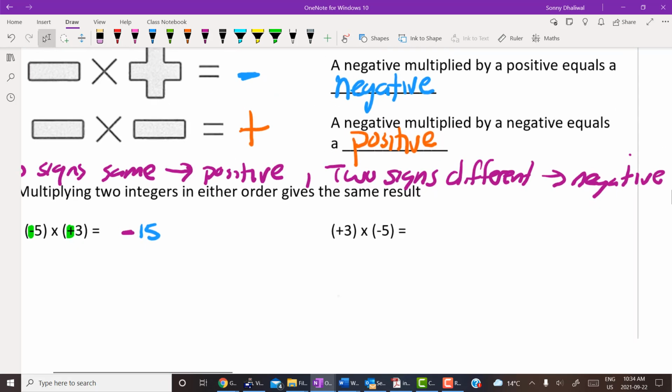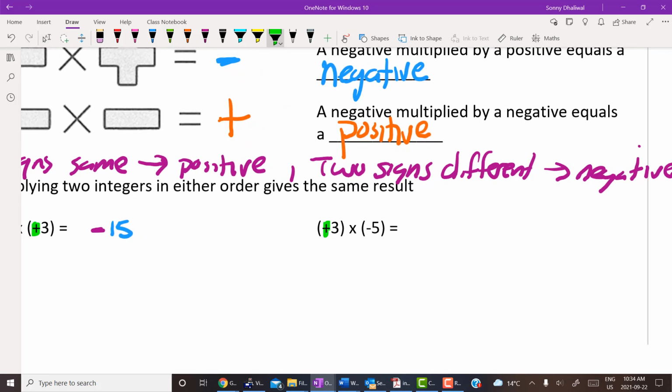Okay, how about the next one? If we take these two signs and multiply them together, is the final number positive or negative? Negative. Thank you. Okay, if we multiply the two numbers together, what do we get? 15, awesome.